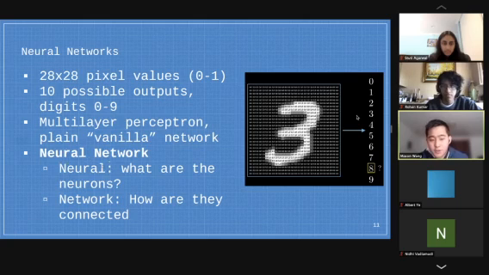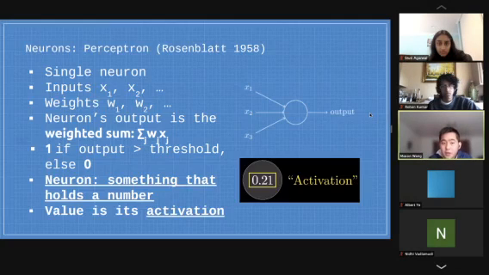The neural network consists of 2 words, neural and network. First of all, neural: what are the neurons in a neural network? And network: how are these neurons connected, and what does that mean? First of all, what is a neuron? I talked about this last meeting: the perceptron by Rosenblatt in 1958 is just a single neuron. It takes in inputs and has a weighted sum, and the output is 1 if it's greater than the threshold and 0 if it's not. So you can imagine you get 3 inputs, you multiply each of them by a number, then sum them together, and you get your output.